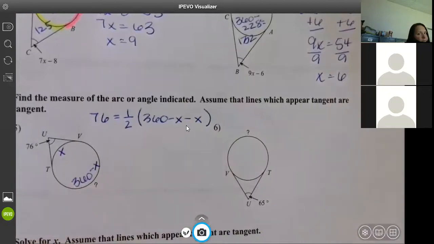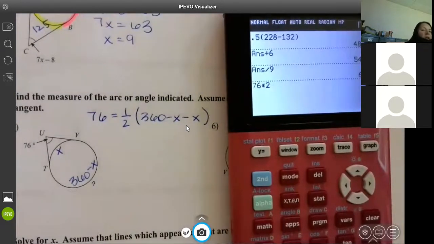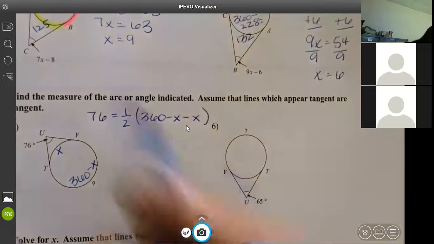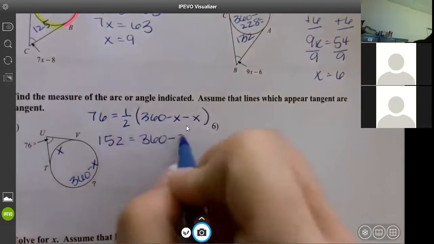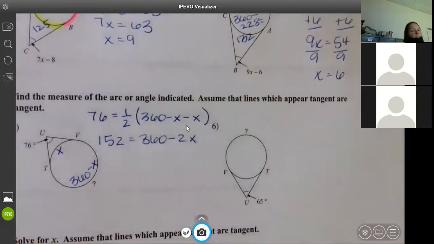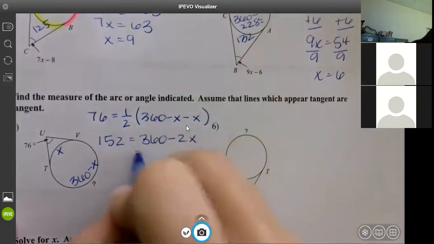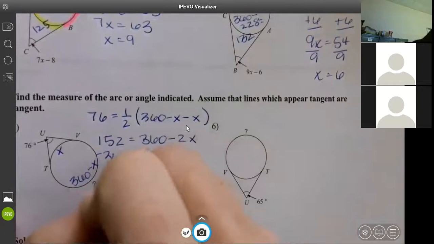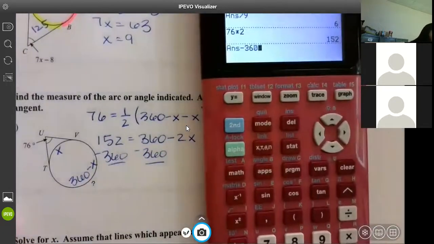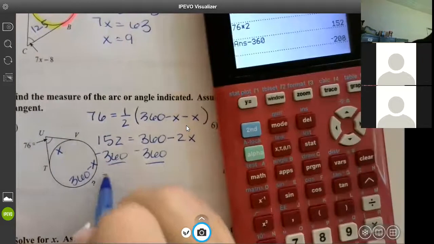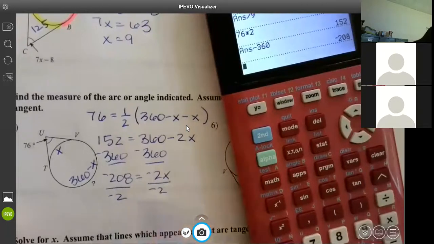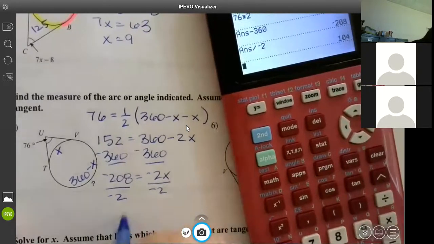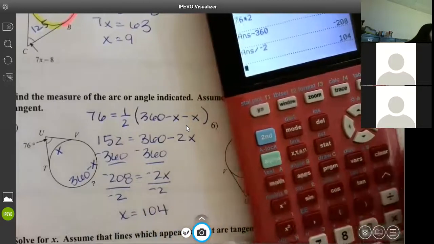So on this one, I can do the 1/2 or I can just multiply it over. So I just want to get rid of it. So I go ahead and multiply by 2. So 76 times 2 is 152. And then I'm going to clean this up, equals 360 minus 2x. We're going to subtract 360. We get negative 208 equals negative 2x. Divide by negative 2. And we get x equals 104.